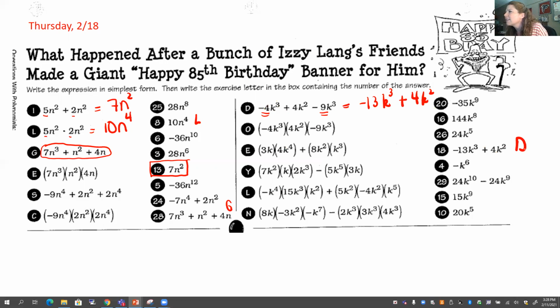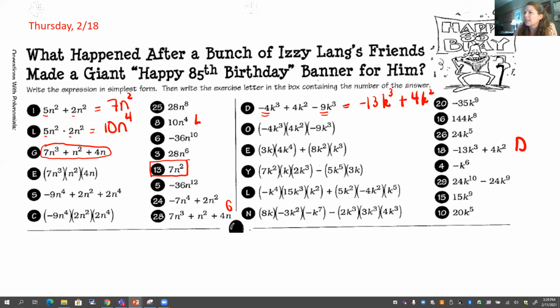No, wait, that's not right. Oh, yes, that's right. Sorry, I'm looking at the wrong puzzle. I'm like, wait a minute, did I get that one wrong? Yeah, 18 is D.